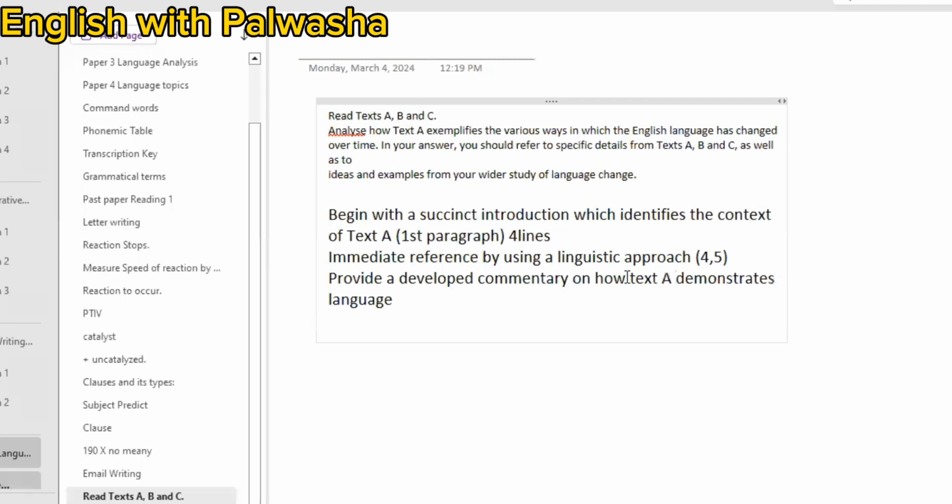Okay, so here you are just going to provide a developed commentary on how text A demonstrates language, nothing else in that. This paragraph is also going to be, let's suppose, 4 to 5 lines, not more than that. And in this paragraph, you have to create a developed commentary. How are you going to create it? Let me tell you in detail. You will be giving the example that the genre of the extract itself illustrates how our language has changed with the development of computers and the internet.